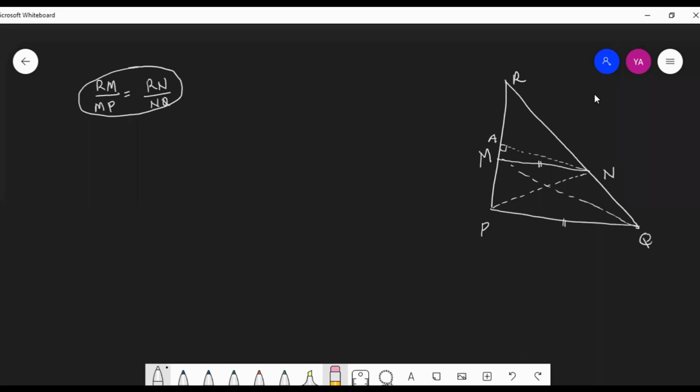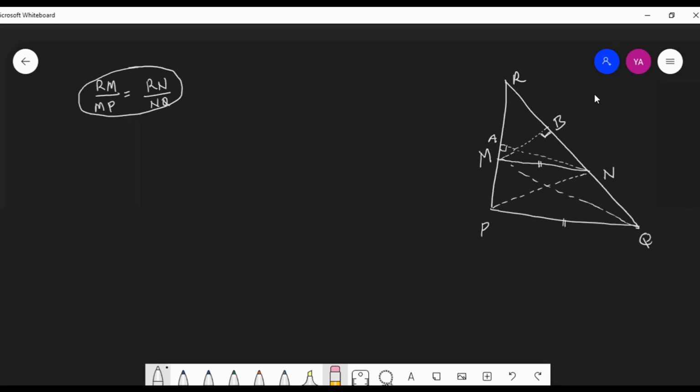AN is perpendicular to MR, and also we'll draw one line perpendicular to RN. This line we can give the name MB. From M to B, we have drawn such that this angle is 90 degrees. That is, MB is perpendicular to RN. So we drew four lines. One, we just joined P and N. We joined M and Q. And we have drawn a perpendicular from N to RM, and also a perpendicular from M to RN. These are the lines we have constructed.